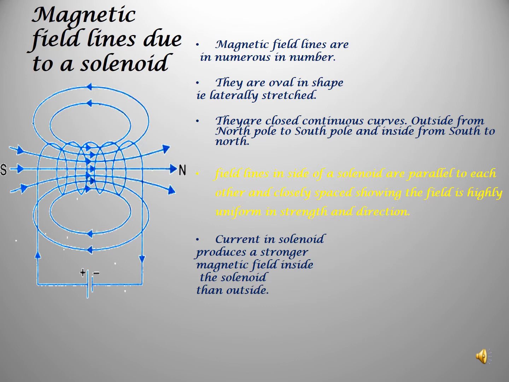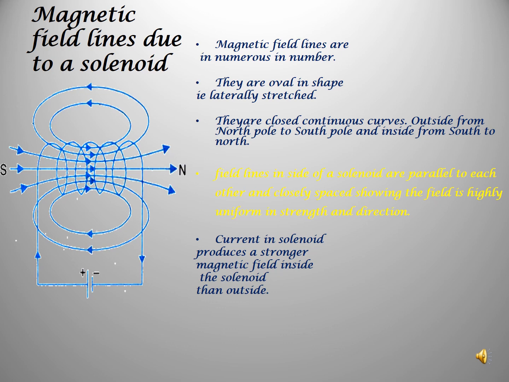Properties of magnetic field lines due to a solenoid. Magnetic field lines are innumerable in number. They are oval in shape, that is laterally stretched. They are closed continuous curves, outside from north to south and inside from south to north.